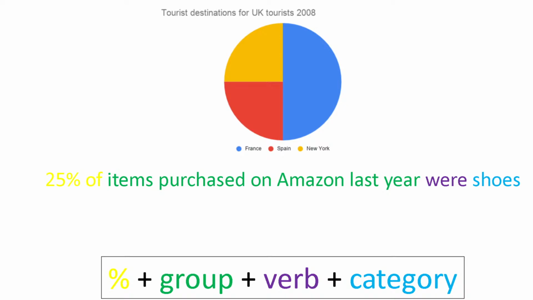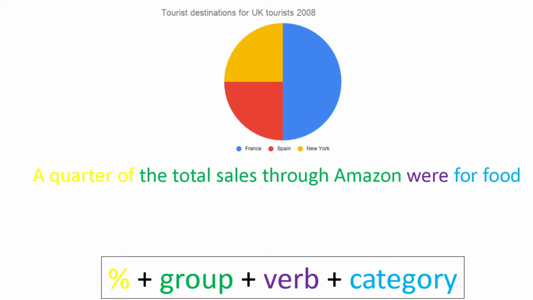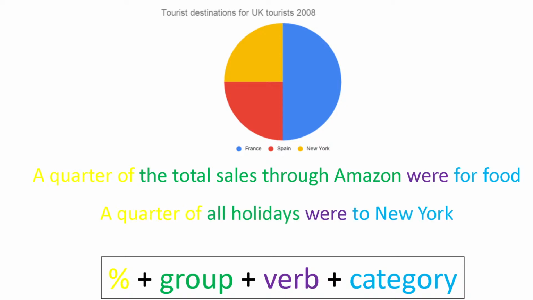How could we adapt this for France, for Spain or New York? Well, one example would be this. 25% of UK residents visited Spain. And you can see it's the same exact sentence frame. Percent, group, plus verb, plus category. And just one more. A quarter of the total sales through Amazon were for food. Let's change this one for New York. A quarter of all holidays were to New York. So exactly the same method. Okay.